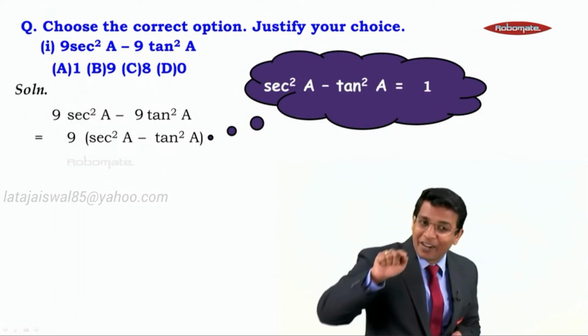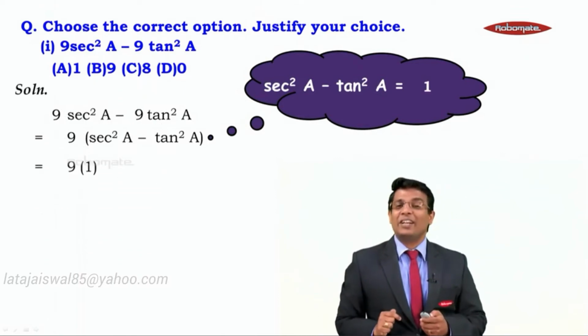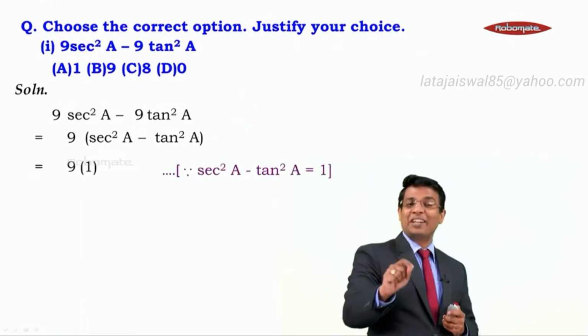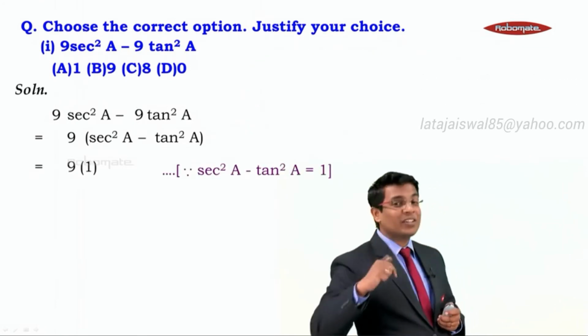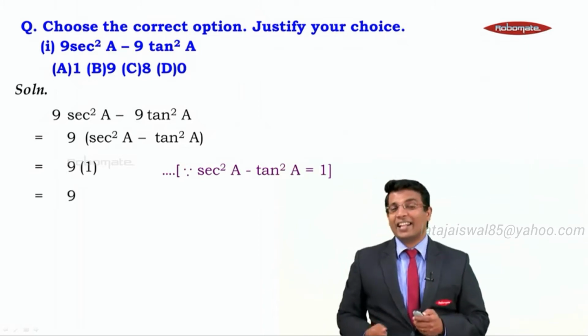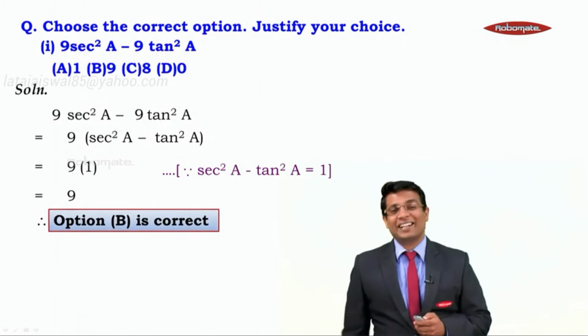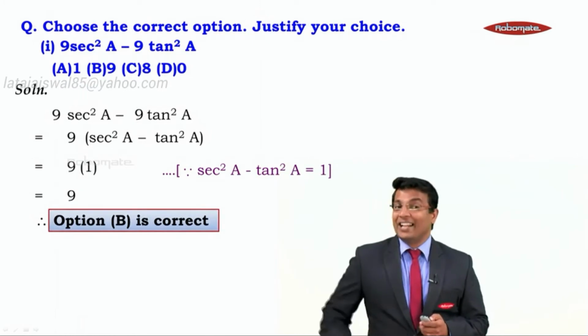So we substitute that value here, so we'll get 9 into 1. Why did we write 1? Because we know sec square a minus tan square a is equal to 1. What is 9 into 1? It is 9, and that is nothing but your option number B. That means here option B is the correct answer. Now let's do another sum which is even more interesting than this.